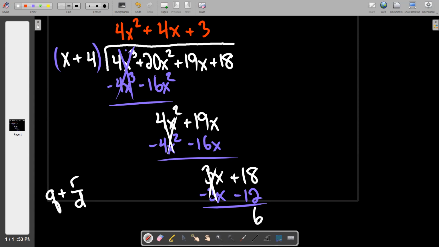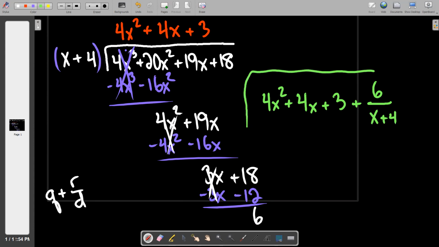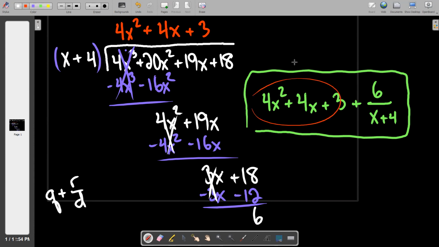So here comes my answer. I'm going to write it in green for you so you can see it over here. My answer is quotient plus, and what does R stand for? Remainder, which is what? Over D, which is divisor. So this is how your answer would be expressed when there is a remainder. And again, let me color code this for you. That is the quotient. This is the remainder. And this is the divisor.